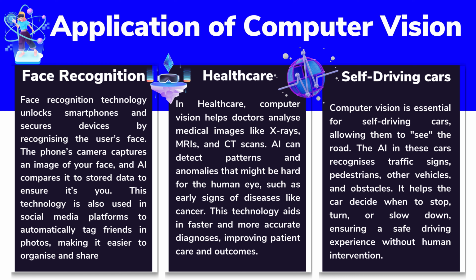Self-driving cars. Computer vision is essential for self-driving cars, allowing them to see the road. The AI in these cars recognizes traffic signs, pedestrians, other vehicles, and obstacles. It helps the car decide when to stop, turn, or slow down, ensuring a safe driving experience without human intervention.